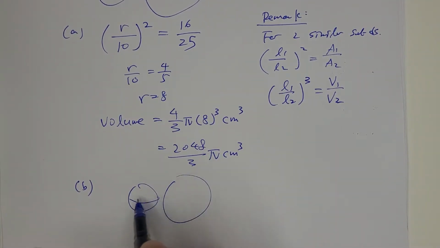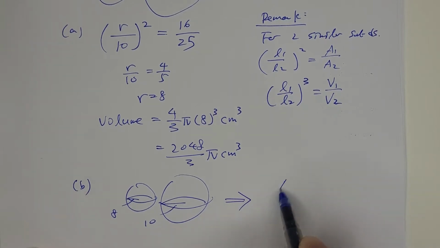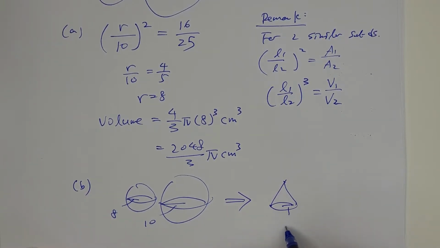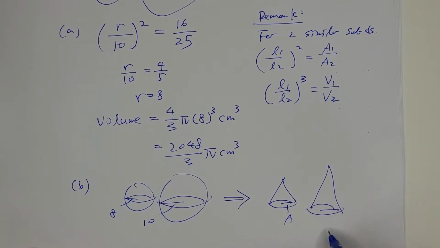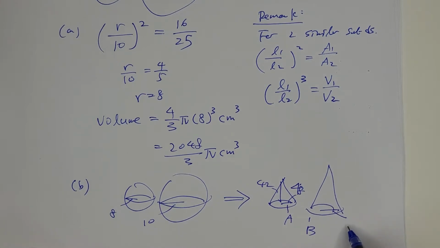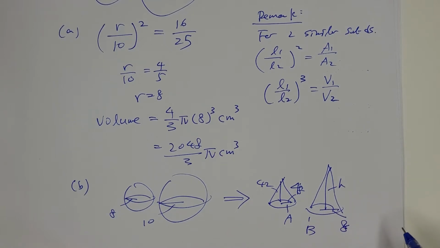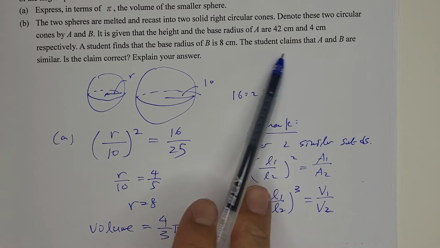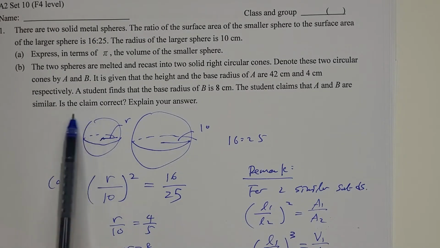Originally there are two spheres, one of radius 8 and the other of radius 10. And they become two cones, cone A and cone B. The base radius of cone A is 4, the height is 42, and the base radius of cone B is 8. Of course, we don't know the height. Now, the student claims that these two solids, A and B, are similar. Do you agree, or is the claim correct?